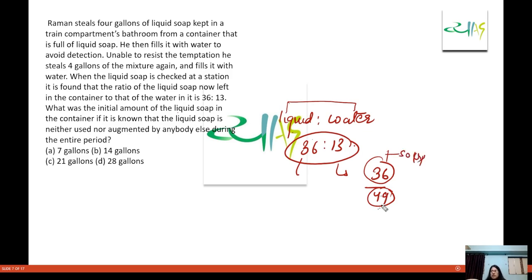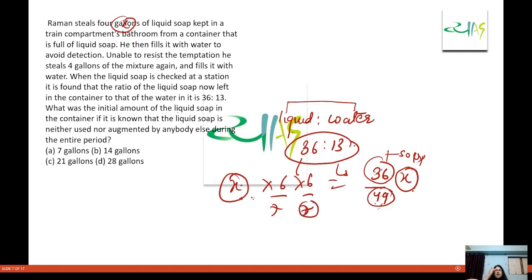But now how did this ratio come? If we want to find the final content of soap here, we must have started with some x quantity of liquid soap, because that is what we have to find. And now we are left with 36 by 49 x quantity of liquid soap. So that means every time you are multiplying by what? 6 by 7 and 6 by 7. So that means 6 by 7 of the quantity of soap was left in the container the first time.